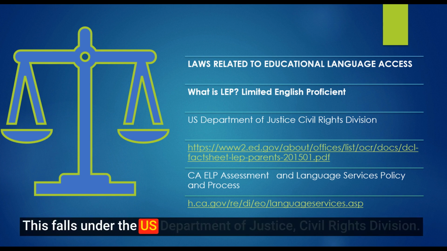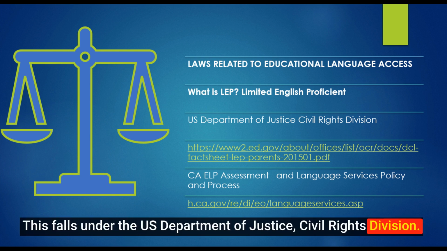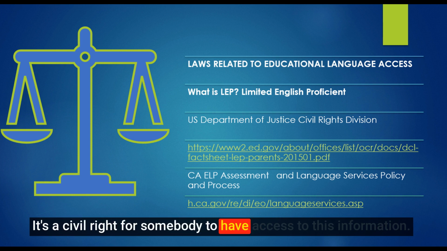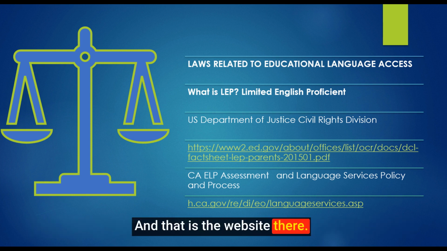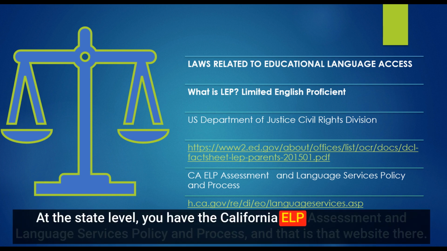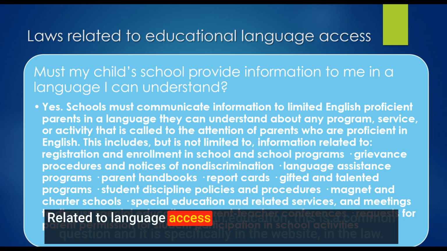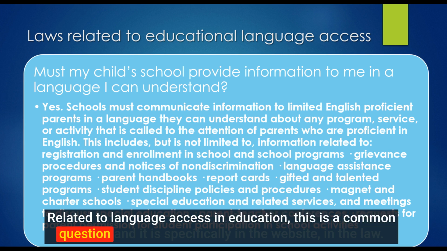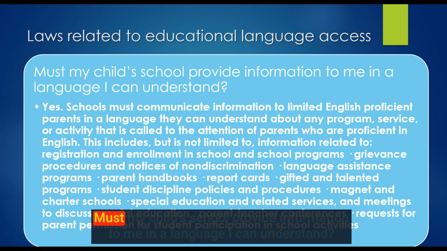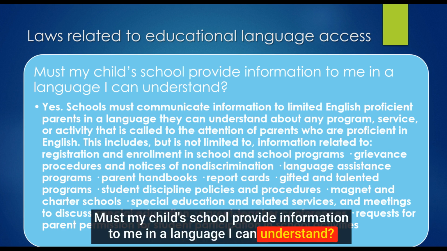This falls under the U.S. Department of Justice Civil Rights Division. It's a civil right for somebody to have access to this information, and that is the website there. At the state level, you have the California ELP Assessment and Language Services Policy and Processes, and that is that website there. Relating to language access in education, this is a common question, and it is specifically in the website in the law. Must my child's school provide information to me in a language I can understand?